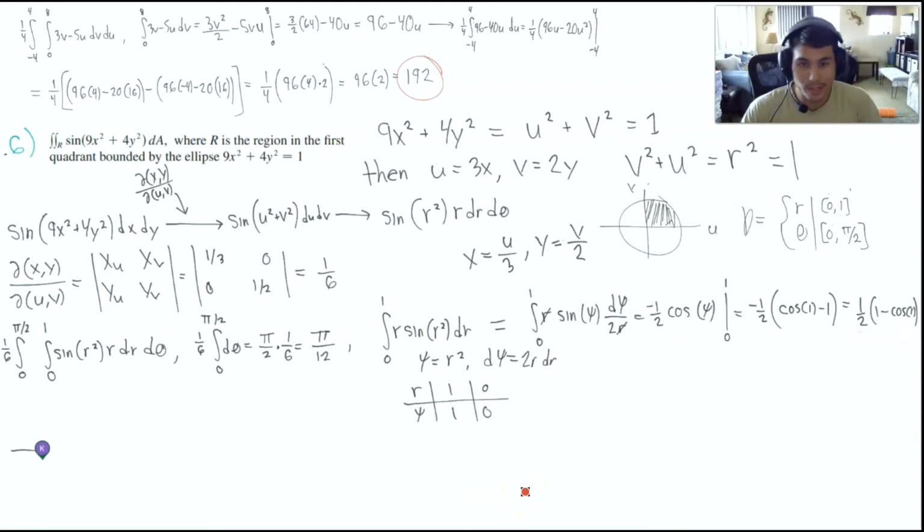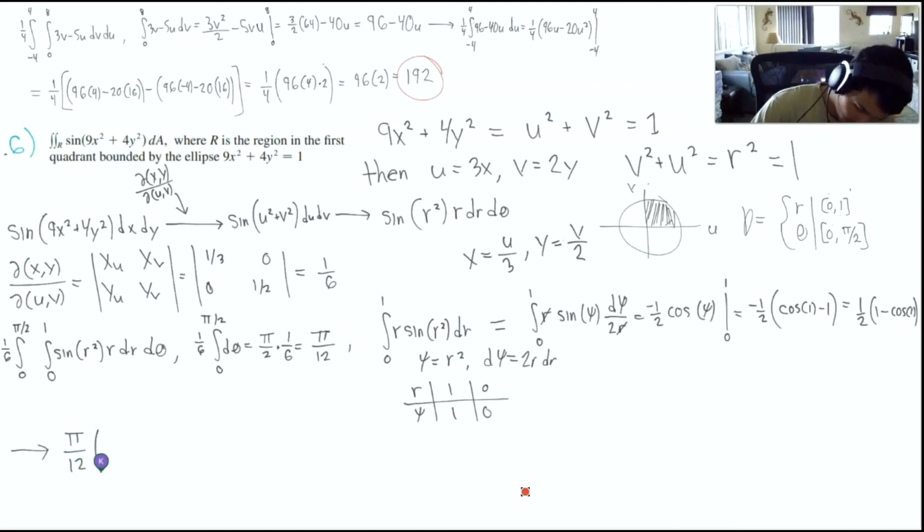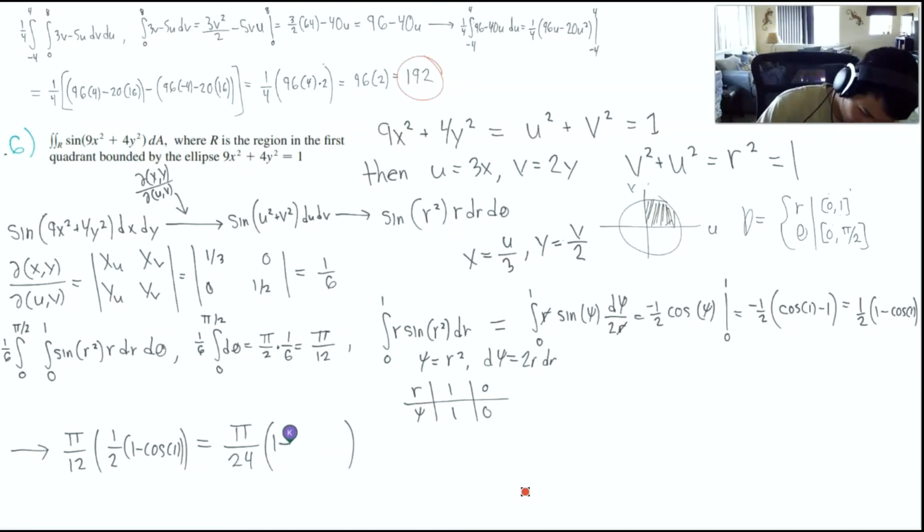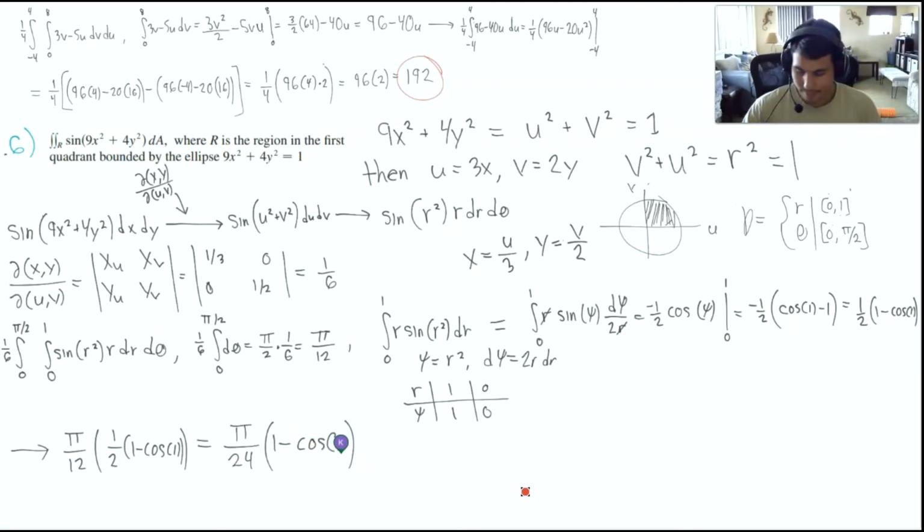Okay, so in the end, what do we need to do? We need to multiply pi over 12 times 1/2 times 1 minus cosine 1, which is the same thing as pi over 24 times 1 minus cosine 1. That is our final answer.